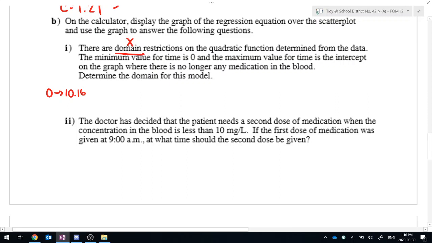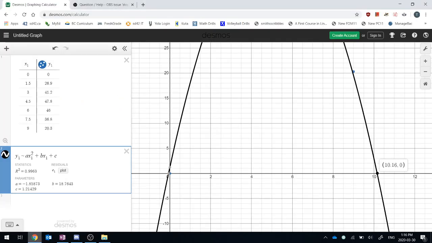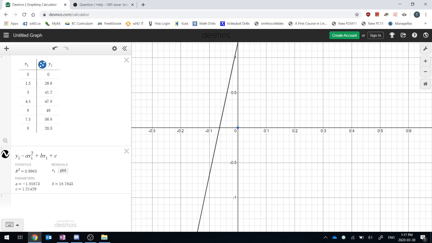Okay, so if we're going to list the domain properly, actually I shouldn't say it's 0. So here's the thing. Let's talk about that for a minute. Let's go back and take a look right here. This was the actual real life point right here, 0, 0. Because at time 0, there's a 0% concentration in the blood. All right, makes sense. But the model, of course, goes into the negative numbers. It goes to negative 0.0643.